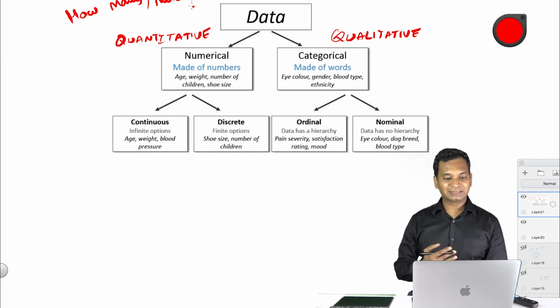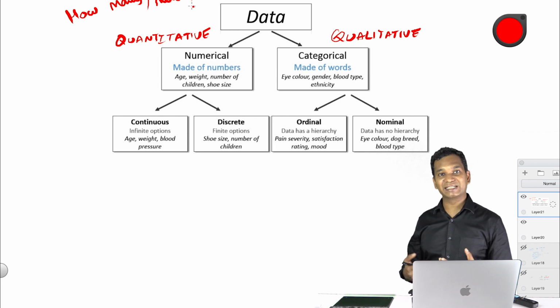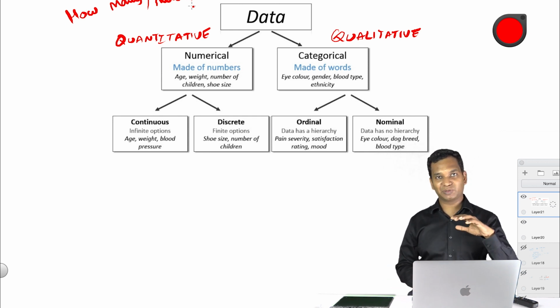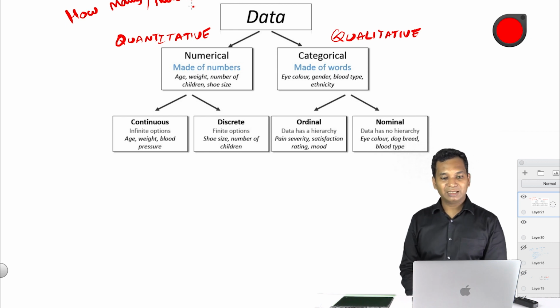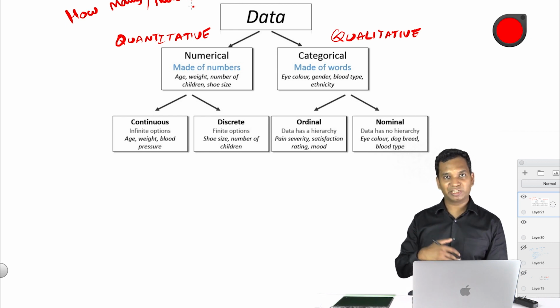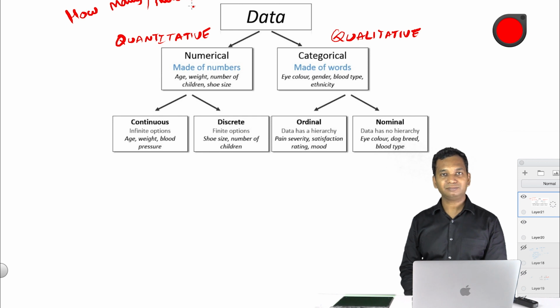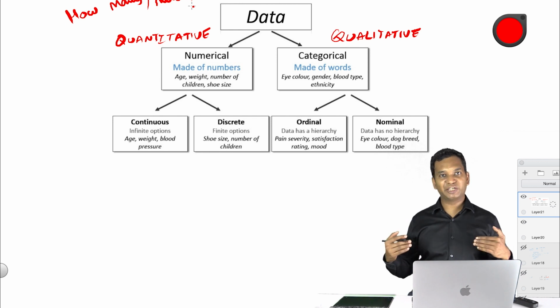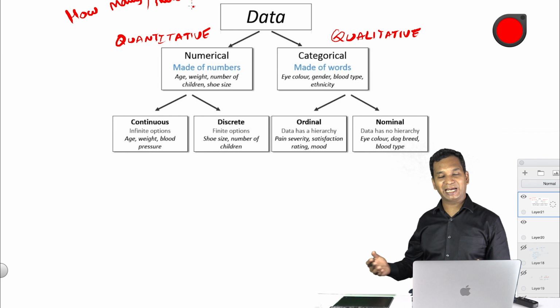All right. Other examples include your age. How many years old are you? So how many, it's quantity. So that's your quantitative data. That's a high level classification of quantitative and qualitative data. It is further classified into more subcategories.